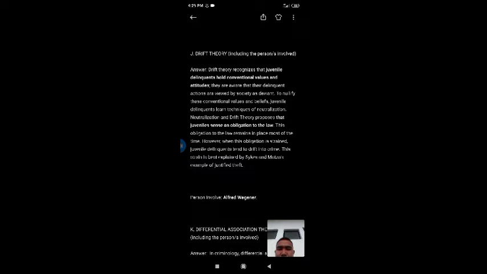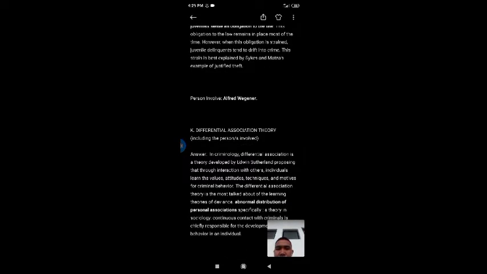So the neutralization and drift theory proposes that juveniles sense an obligation to the law. This obligation to the law remains in place most of the time. However, when this obligation is strained, juvenile delinquents tend to drift into crime. This trend is best explained by Sykes and Matza's example of justified theft. So the persons involved are Sykes and Matza.